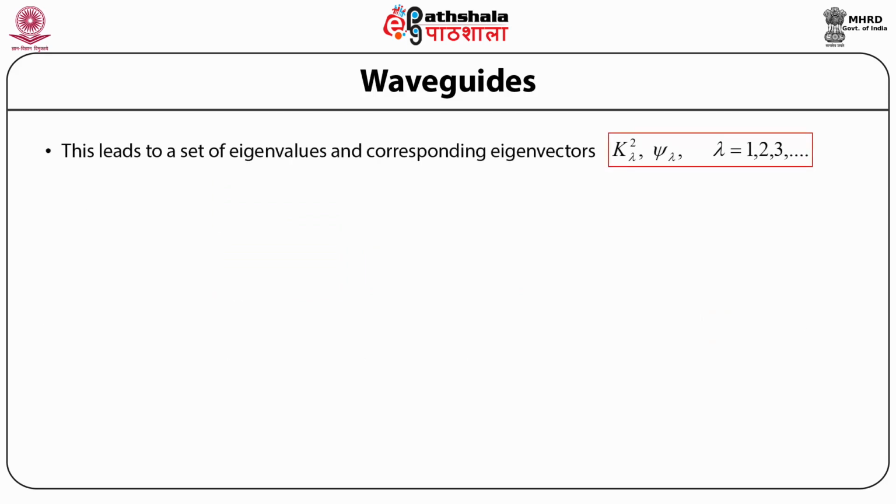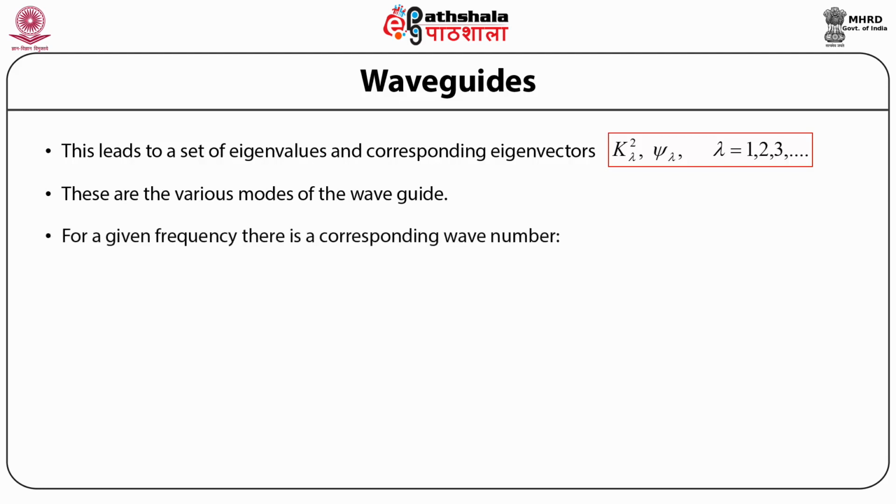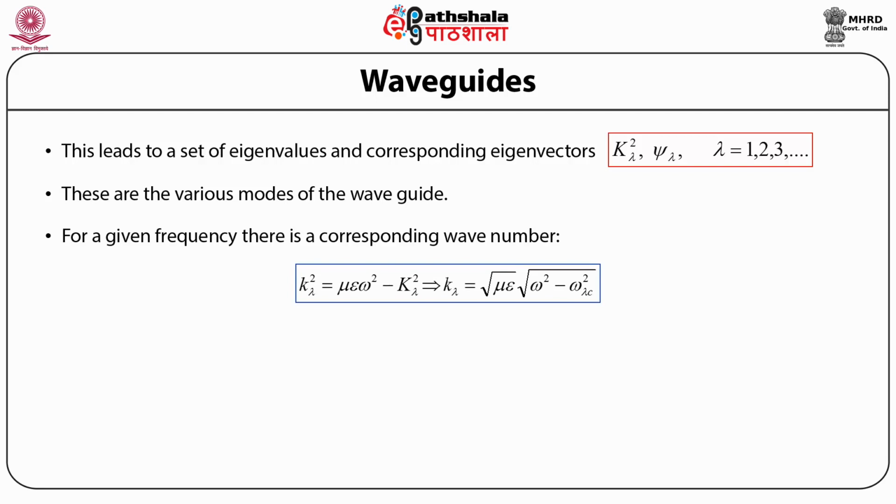This leads to a set of eigenvalues and corresponding eigenvectors, which are denoted by capital K subscript lambda square and psi subscript lambda, where lambda is equal to 1, 2, 3 and so on. And these are the various modes of the waveguides. So for a given frequency, there is a corresponding wave number, which can be written as small k subscript lambda square is equal to mu times epsilon times omega square minus capital K subscript lambda square.